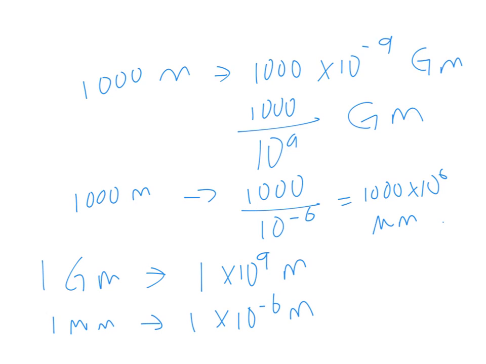So the conclusion is this. If you want to change from your SI unit, which is meter, to a prefix, whether it's a multiple or submultiple, you divide by the value, like 10 to the power 9 or 10 to the power of negative 6. When you change from a prefix to your SI unit, you times the prefix. Do you understand that? Alright, so you change from SI to a prefix, you divide. You change from prefix to your SI, you times.